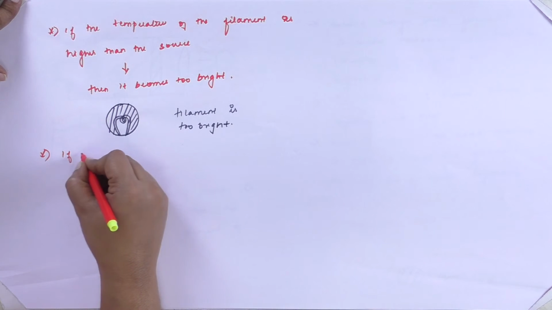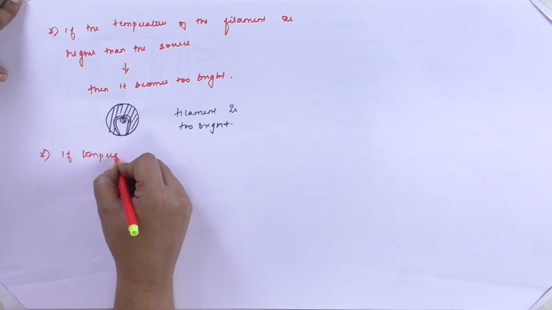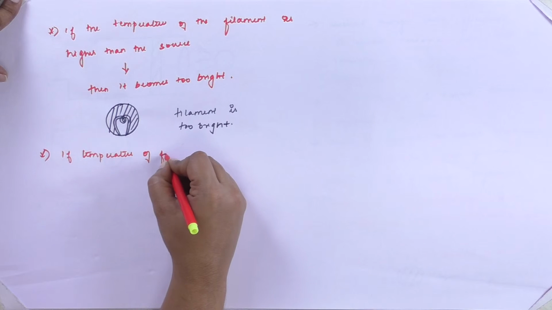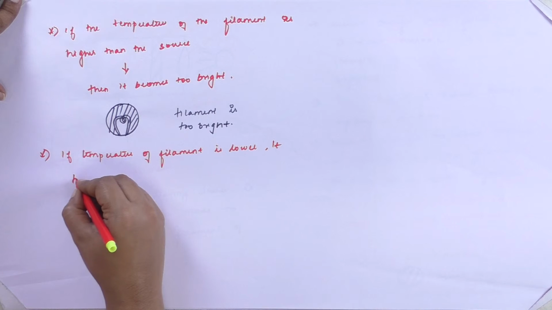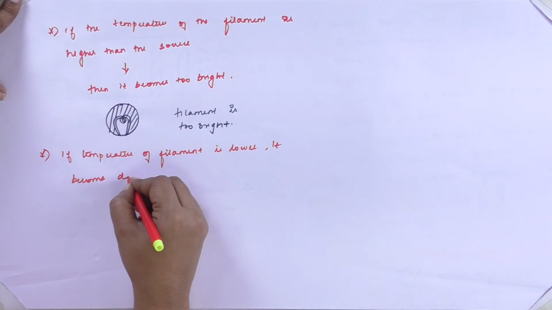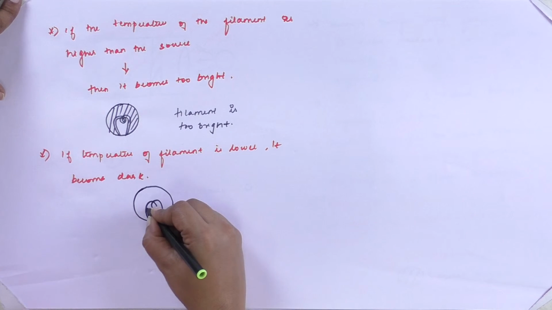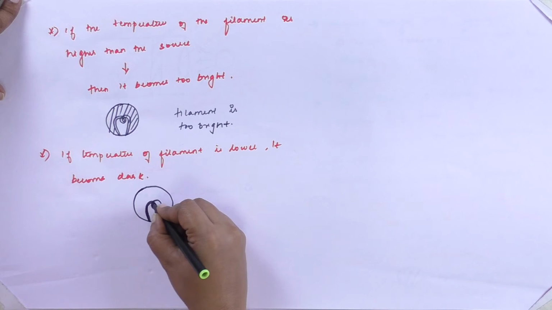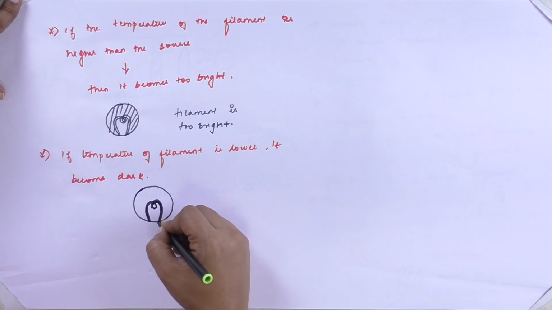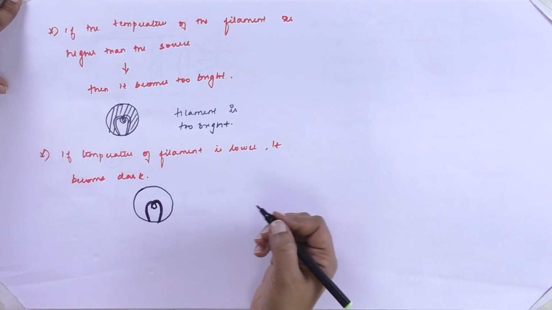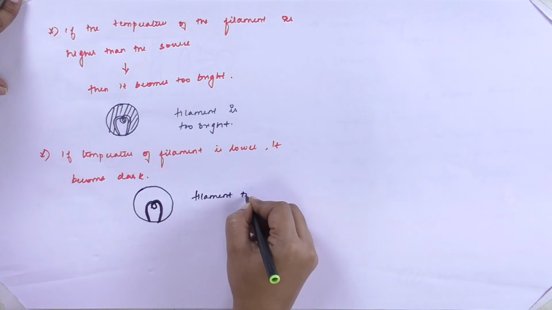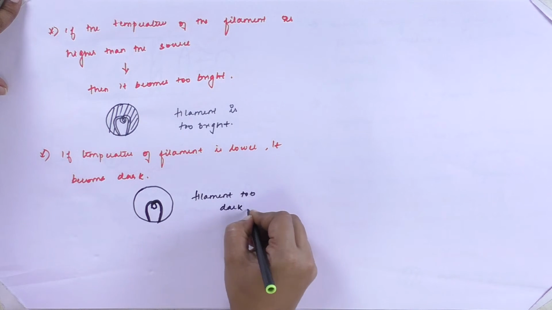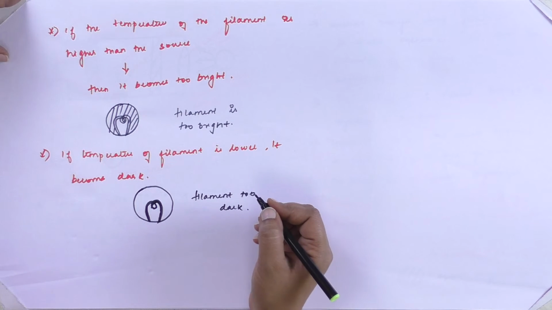And third case, if temperature of filament is lower than the source, that is the filament becomes dark. So the filament will appear too dark when viewed through an eyepiece if the temperature of the filament is too low compared to the temperature of the source. So the filament will appear too dark if the temperature is less.